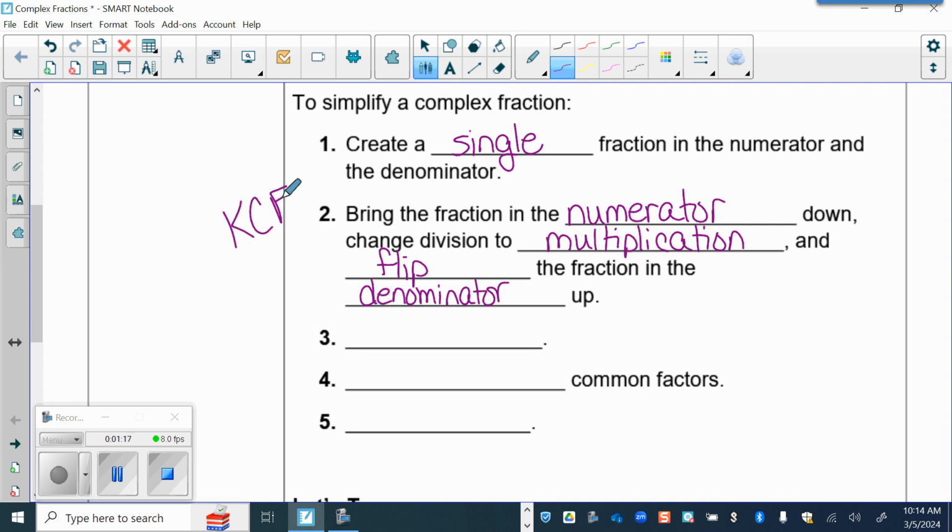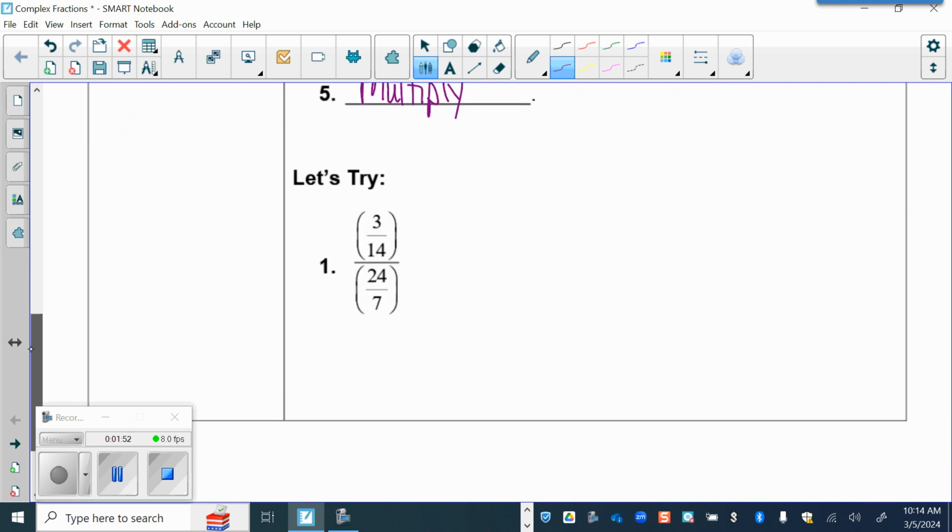Remember that a fraction bar is the same as division, right? So complex fractions are just another way to write division problems. Once we've done keep, change, flip, we're going to factor everything, eliminate our common factors, and multiply to get our final answer. These look scary. They're honestly not that bad. So let's take a look.